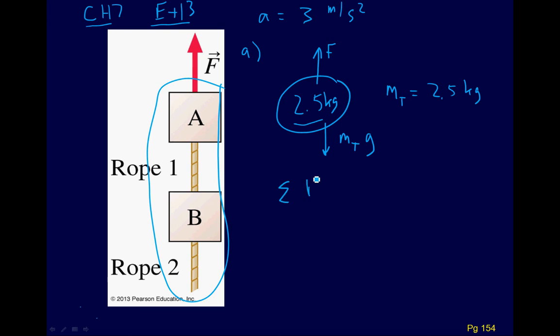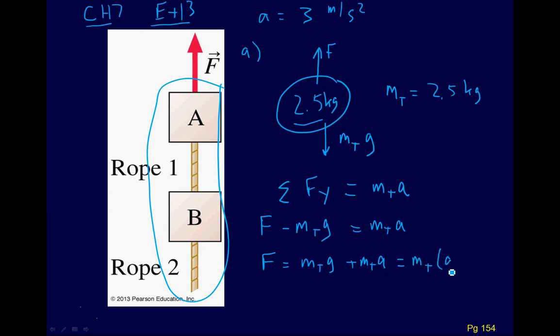So we do Fy equals MT A, Newton's second law in the y direction. The forces acting would be the upwards force F minus MT G equals MT A. Solving for the force, we get MT G plus MT A. If I pull the MT out, I get MT times (G plus A). This is going to be a common thing in this problem. G is 9.8, A is 3, so when you add those together, you get 12.8 meters per second squared. The mass is 2.5. When I figure this out, the upwards force should be 32 newtons.